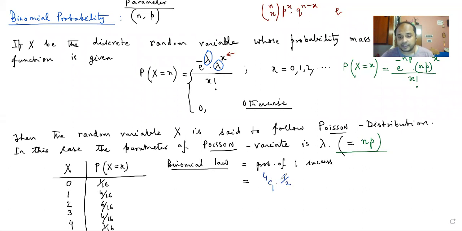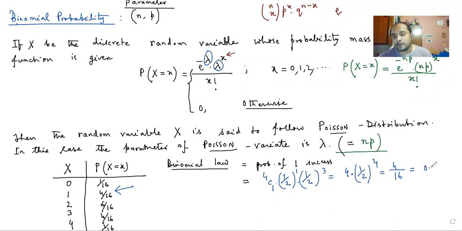P is half, as I discussed in the previous class, and q to the power 4 minus 1, that is 3, and that is equal to 4 into half to the power 4, which is 4 by 16. This is quite obvious because it is given already here, and 4 by 16 means 0.25. Okay, so this is the probability. So by binomial probability law, we can calculate the probability.